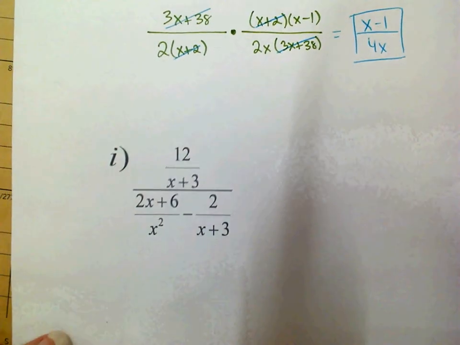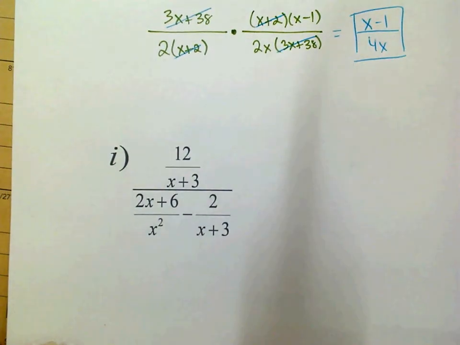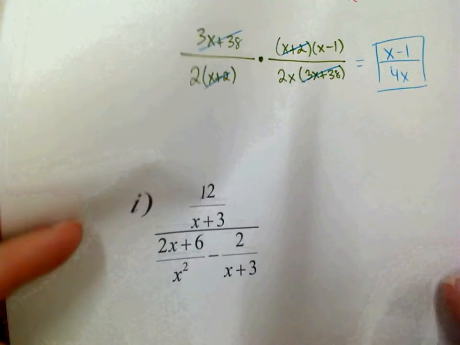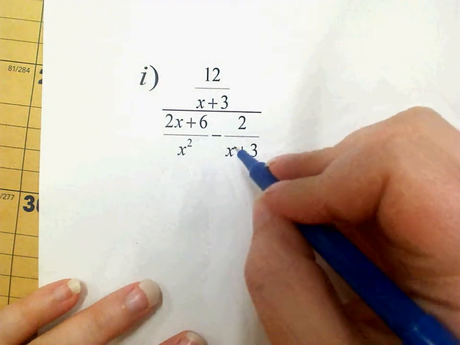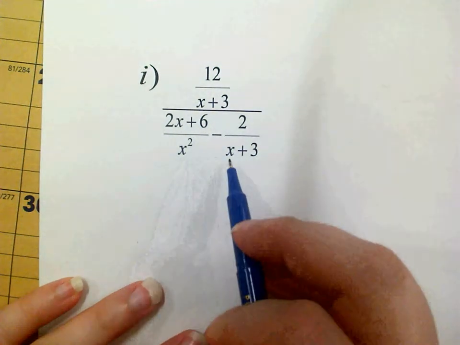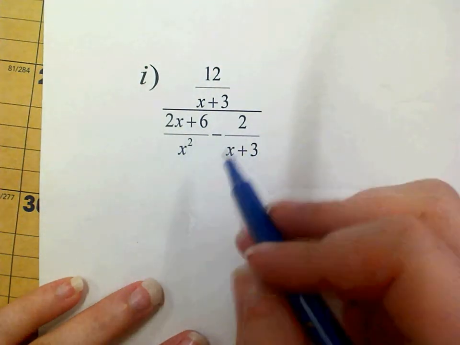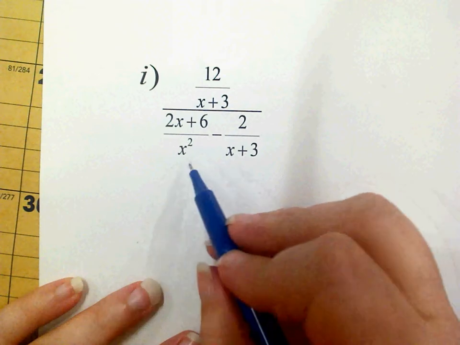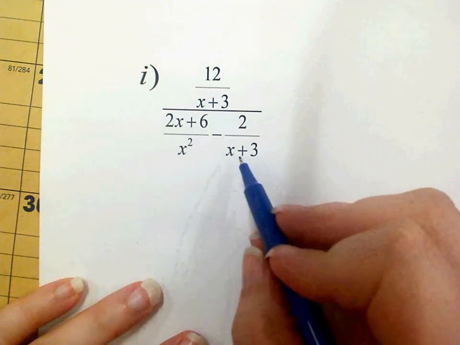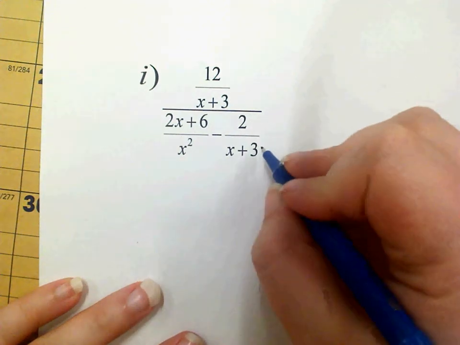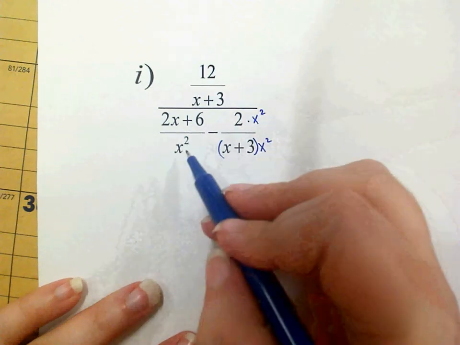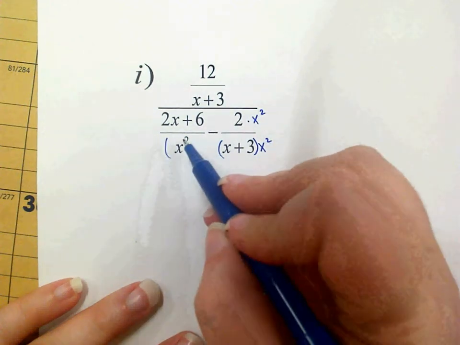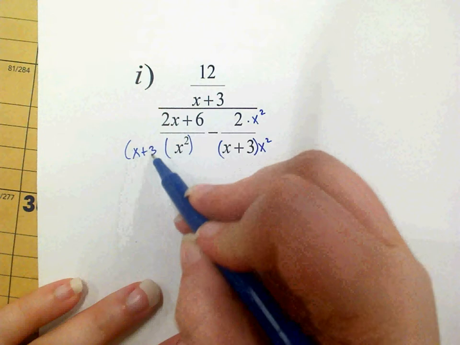Okay. So one more. On this one, we want to find a common denominator. This one has x squared and this one has x plus 3 in the denominator, right? So they don't have any common factors. This is x squared, this is x plus 3. It doesn't have an x factor. So I'm going to multiply this side by x squared. I'm going to multiply this one by x plus 3. And now I've got a common denominator.